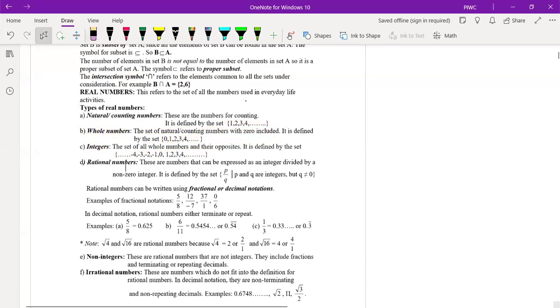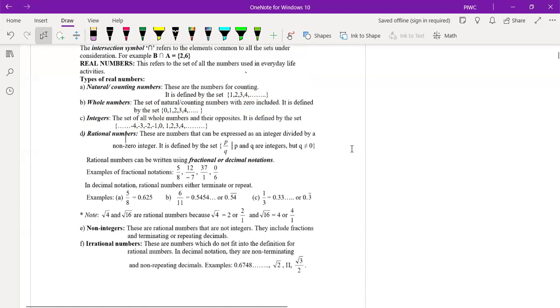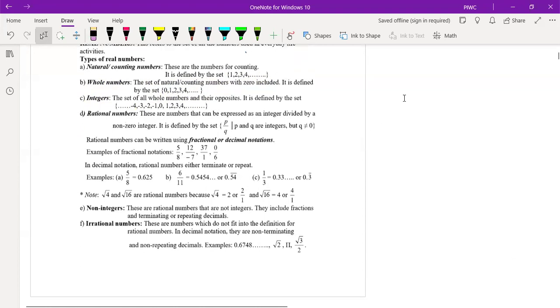Then we have rational numbers. These are numbers that can be expressed as an integer divided by a non-zero integer, right? Mathematically, we write this as the set made up of P divided by Q, such that P and Q are integers, but Q cannot be equal to 0. In other words, the denominator cannot be 0, but it can be any integer. That means whole numbers and their opposites, including 0. But remember, the denominator cannot be 0.